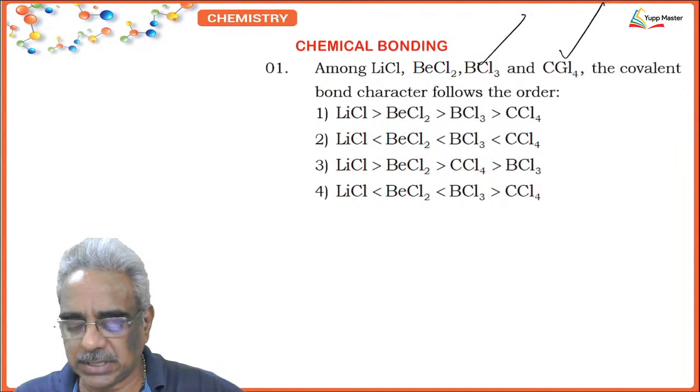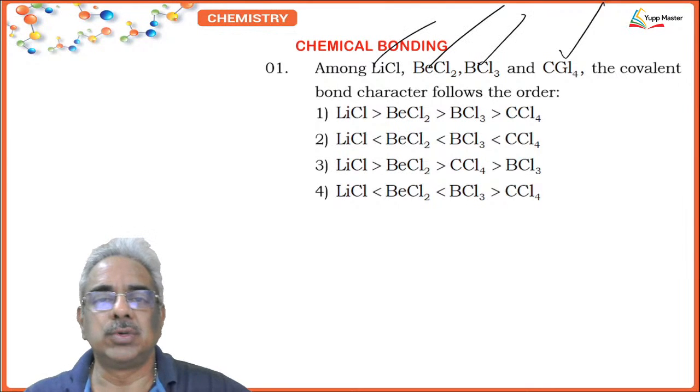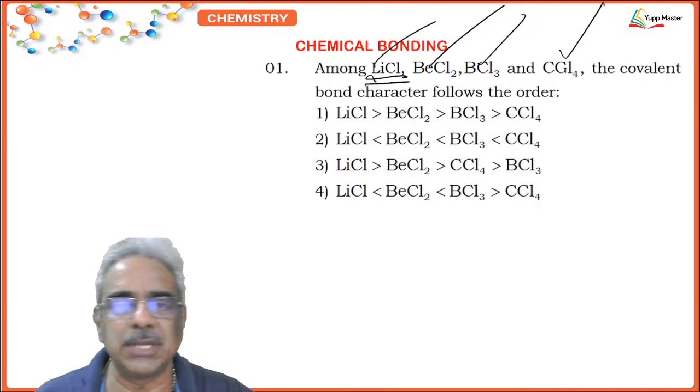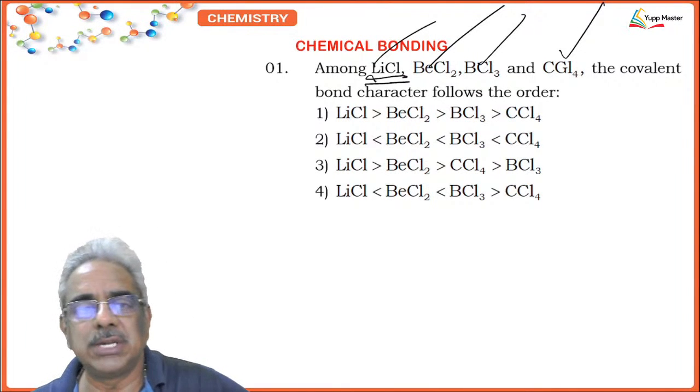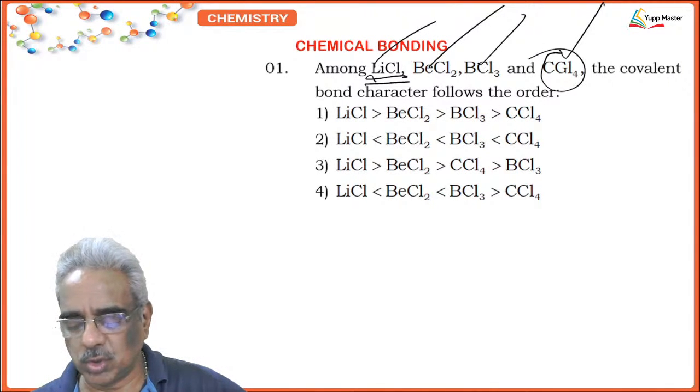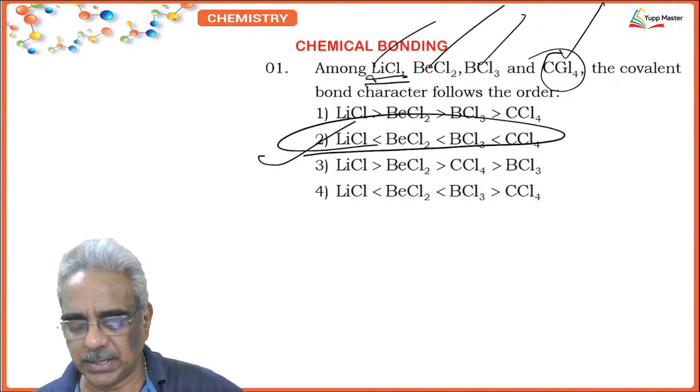So in the given list, the best covalent compound is CCl4. Second best is BCl3, then this. To some extent, the best ionic compound is lithium chloride, even though it is originally not much ionic, but in this particular list, relatively speaking, it is the most ionic. CCl4 is the most covalent. Of course, the answer could be the second.